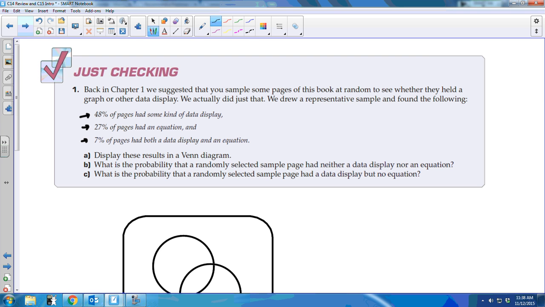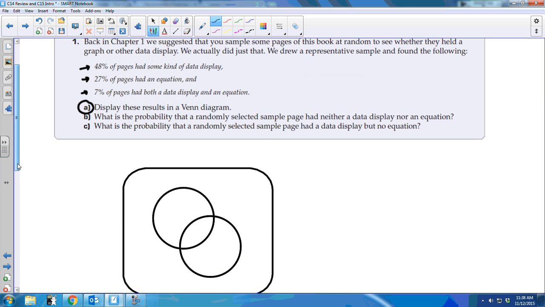The first part of this says to display these results in a Venn diagram. All right? I think for the problems I'm giving you tonight, it's very easy to do the problems with a Venn diagram instead of trying to do them using formulas and trying to figure things out. That's just my personal opinion because I hate probability.